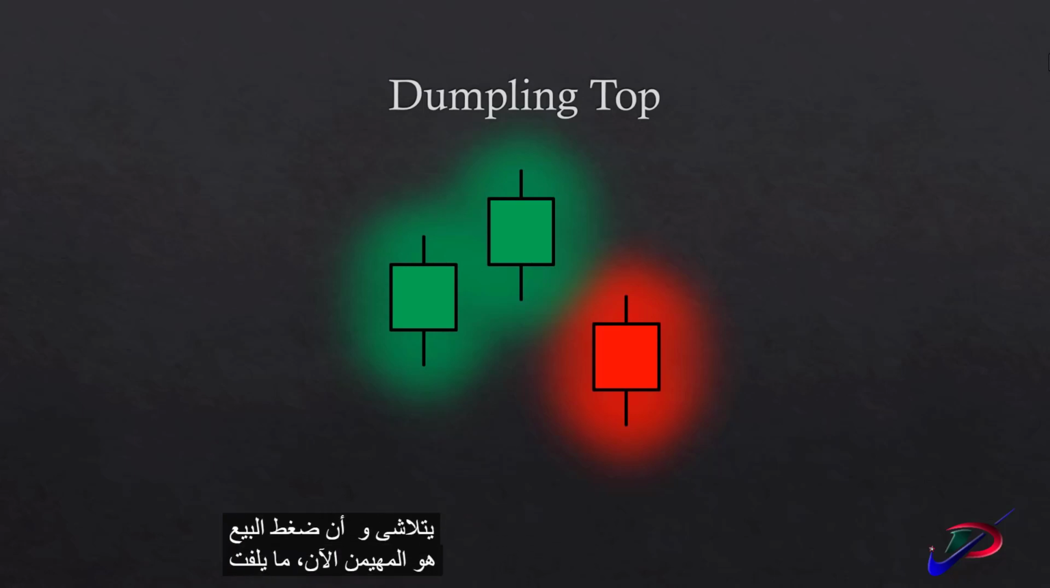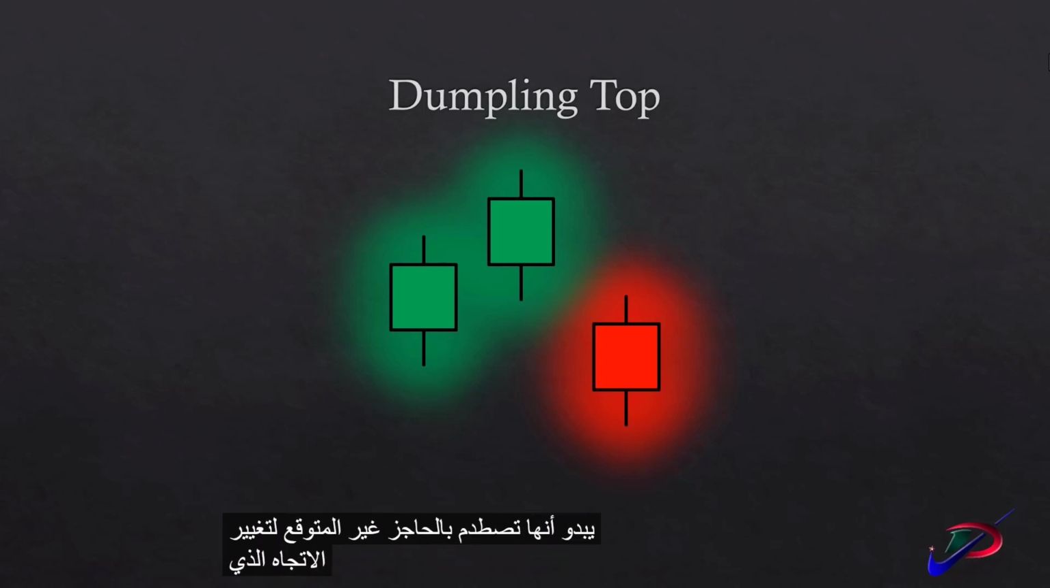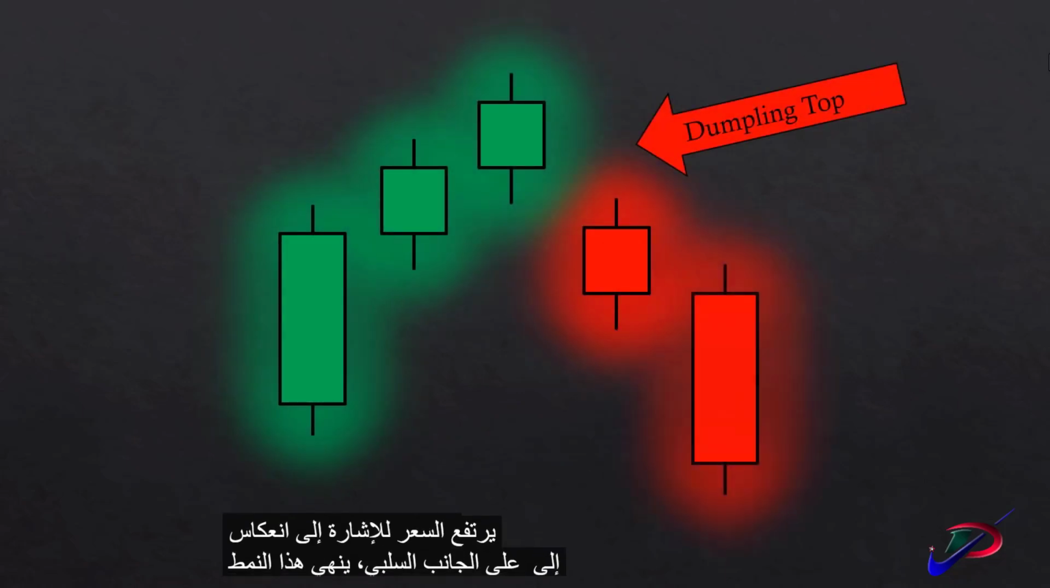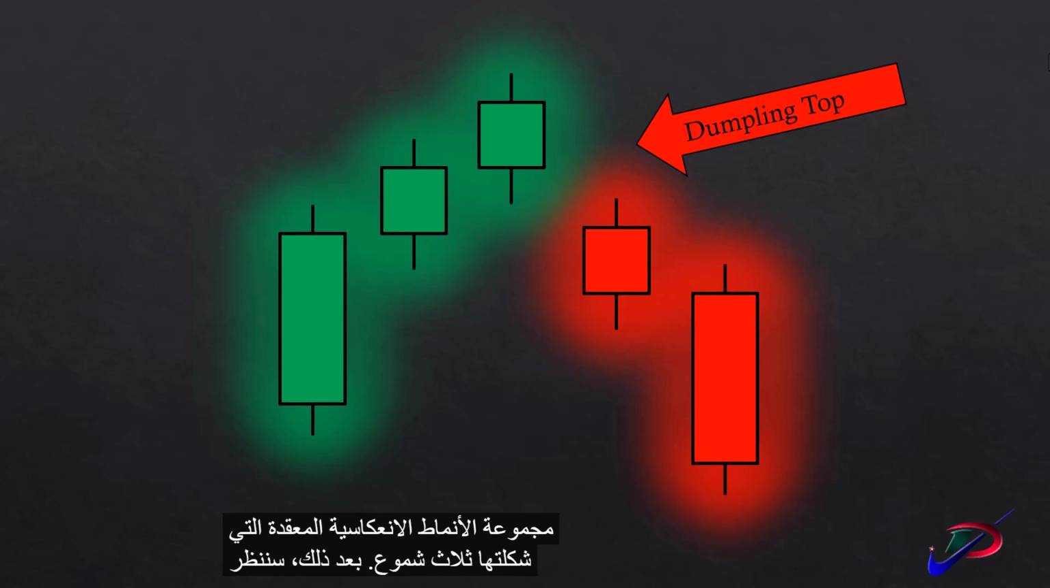and that selling pressure is now dominant. What catches the attention in the fry pan bottom and the dumpling top is that the third candle seems to hit an unexpected barrier to change direction. The dumpling top appears when price is going up in order to signal a reversal to the downside. This pattern finishes off the set of complex reversal patterns formed by 3 candles.